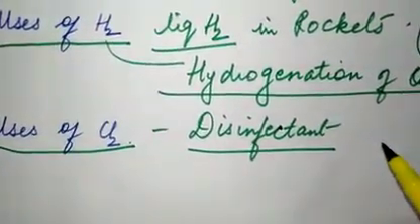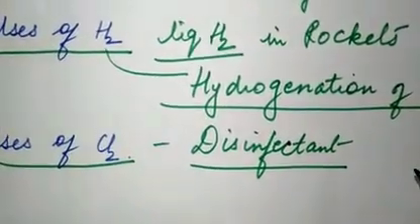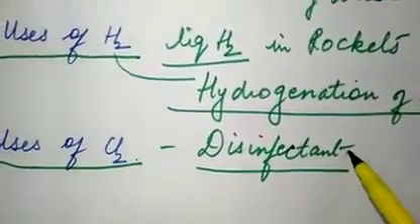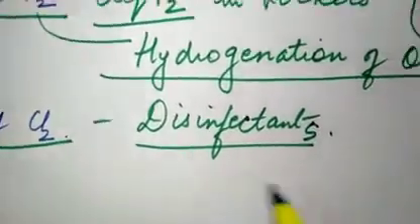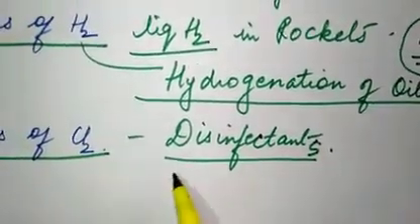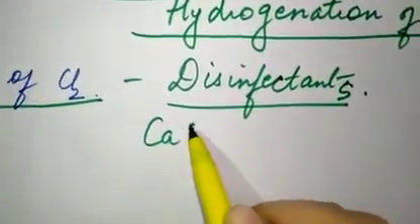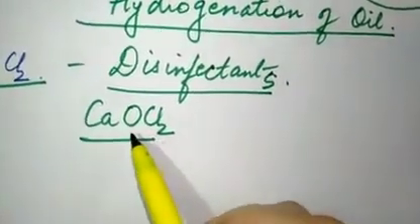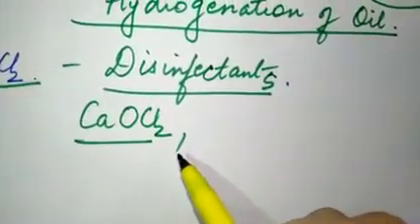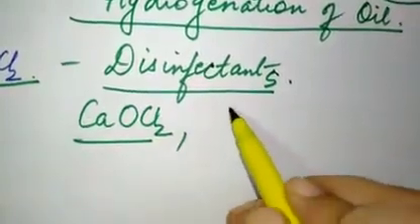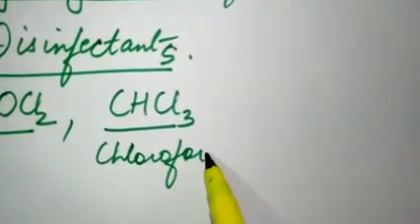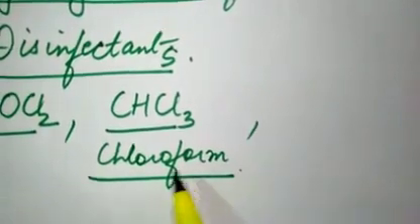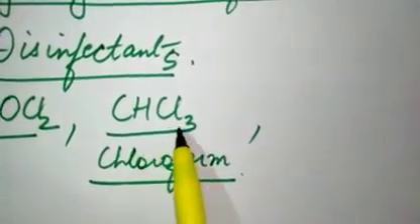Okay, and nowadays in these COVID times, naturally disinfectants play a very important role, so you should know all about it. It is used in making of bleaching powder, which is CaOCl2. We'll do bleaching powder just after this. Then it is also used for making of chloroform. I hope everybody knows what is chloroform, right? It is used for making people insensitive. Okay, so chloroform is CHCl3.